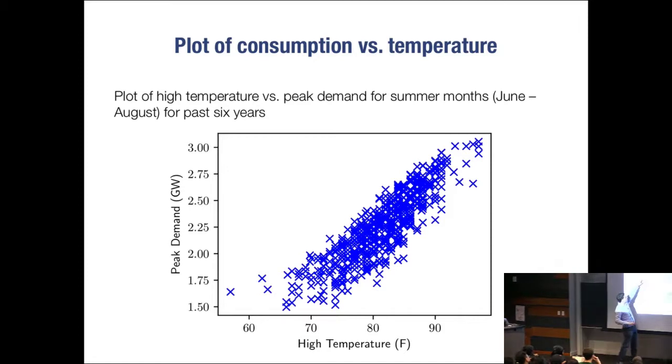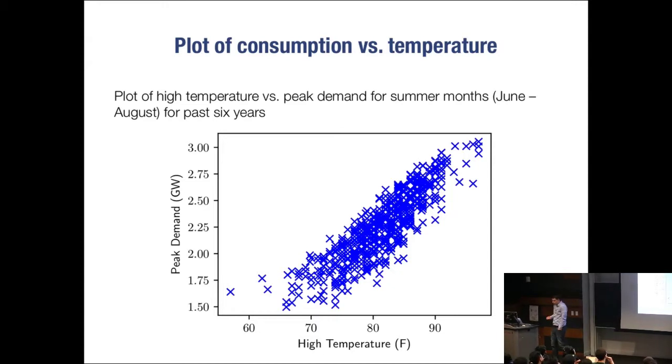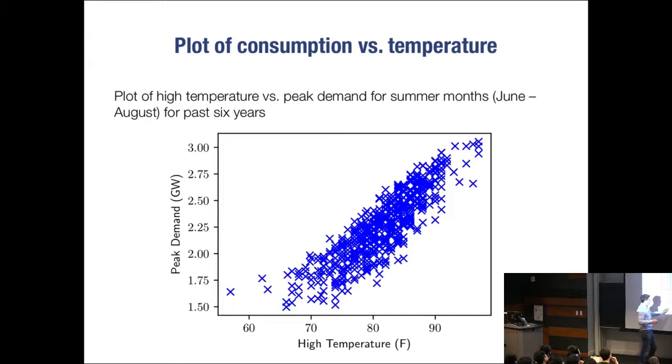So this is the peak demand in gigawatts. This is the high temperature in degrees Fahrenheit. And as you can see, it follows a pretty nice pattern here, right? As you would expect, as the high temperature goes up, so does the consumption.